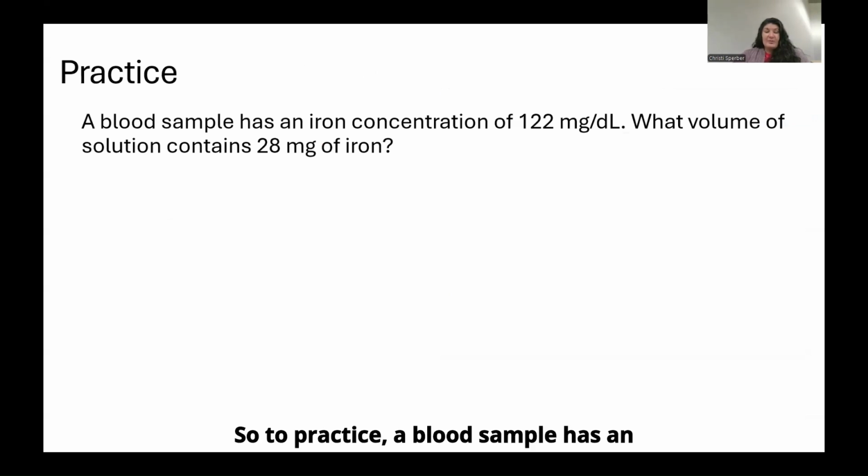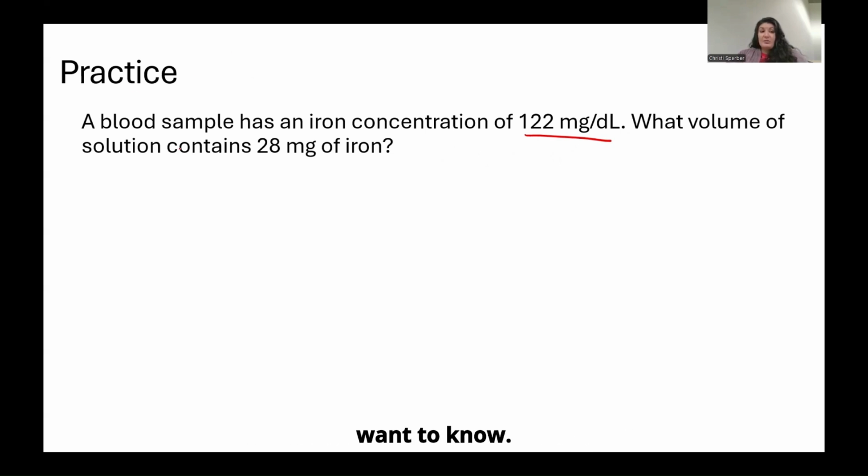So to practice: a blood sample has an iron concentration of 122 milligrams per deciliter. What volume of solution contains 28 milligrams of iron? So we're going to use this mass per volume as a conversion factor. Go ahead and pause the video, and then when you're ready, come back and check your work.